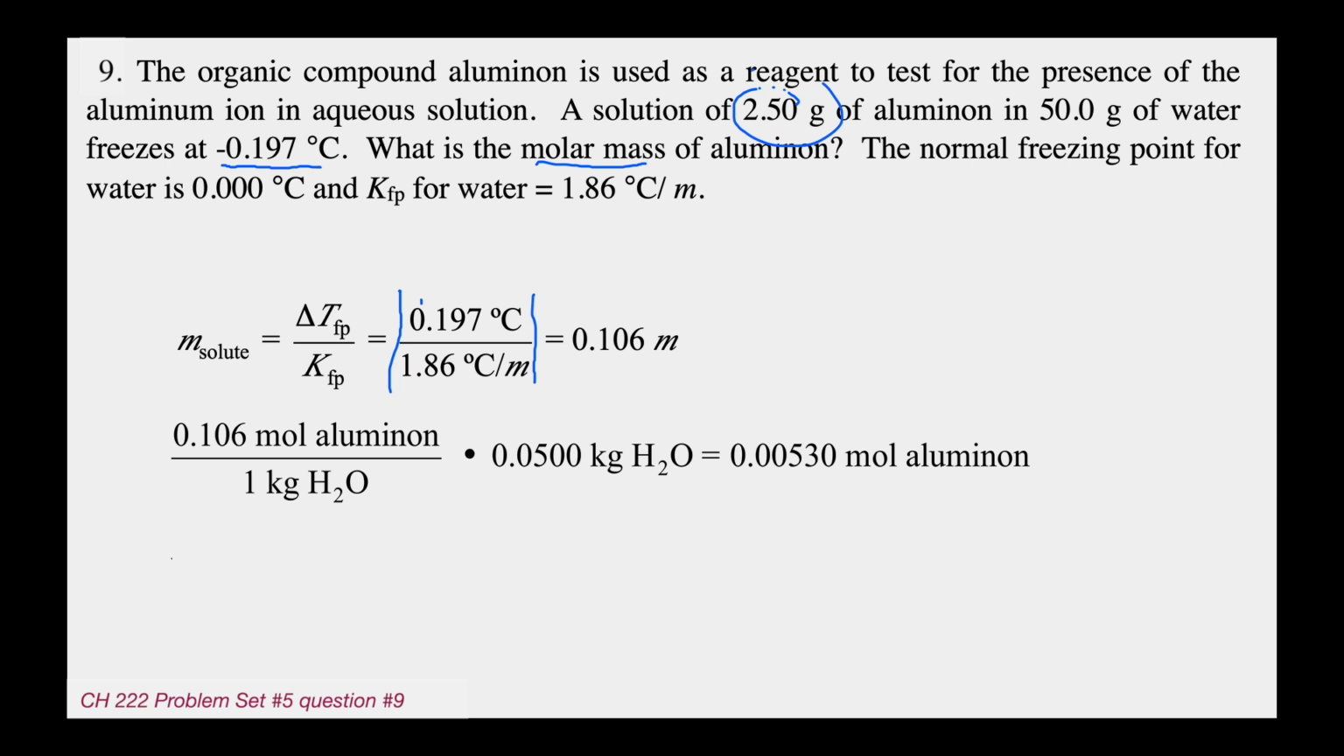We put 2.50 grams of aluminum in. You can divide it by the moles we just calculated. Aluminum is a pretty big molecule, 472 grams per mole. So again, freezing point lowering and boiling point elevation are really awesome for finding molar mass.